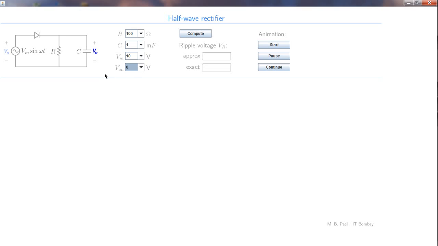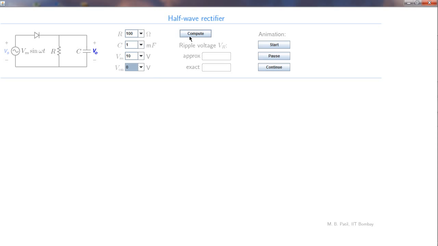Here is an animation and the component values can be set here. For example, R can be 100 or 150 or 200 ohms. C can be 1, 1.5 or 2 millifarads. Vm, the peak of the input voltage, can be 10 or 12 or 15, and V on for the diode can be either 0 or 0.7 volts.